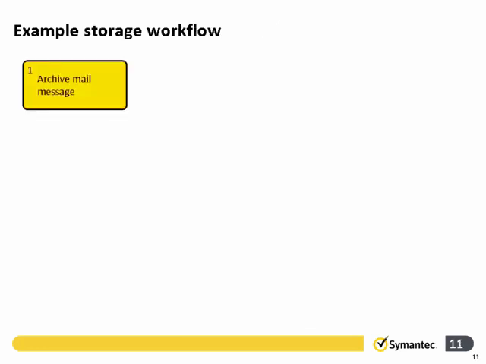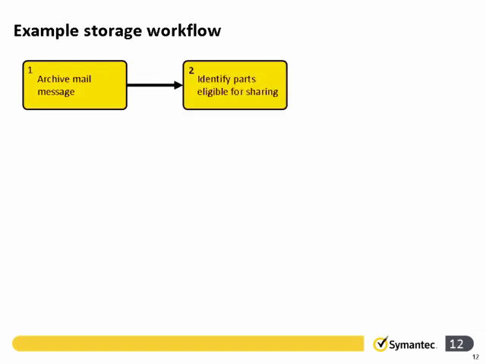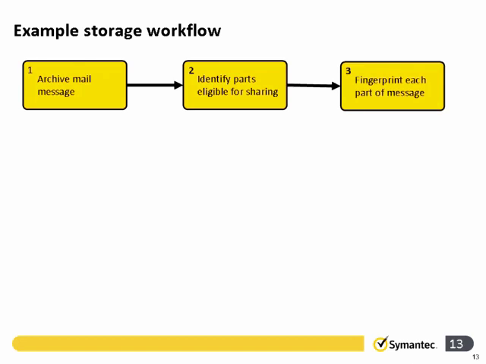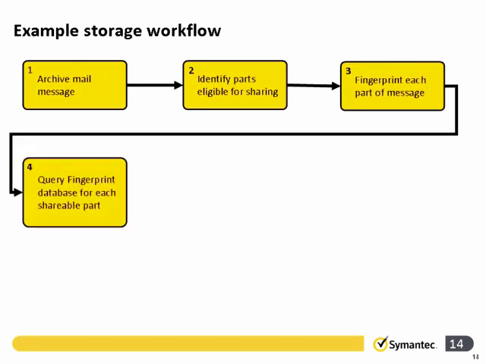So let's try to put this into more of a process or workflow type of environment. The first thing we need to do is archive the mail message, and we're going to get into more detail about the processes associated with the actual archiving of mail messages in a later lesson. So I archive the mail message. It's going to identify the eligible parts for sharing. Then, as we mentioned previously, it's going to fingerprint each part of that message, and then it's going to have to search the query database to determine the shareable parts.